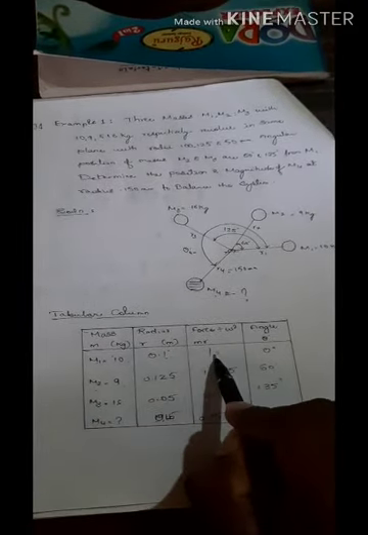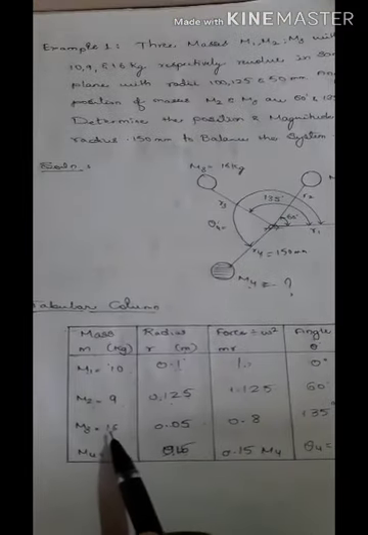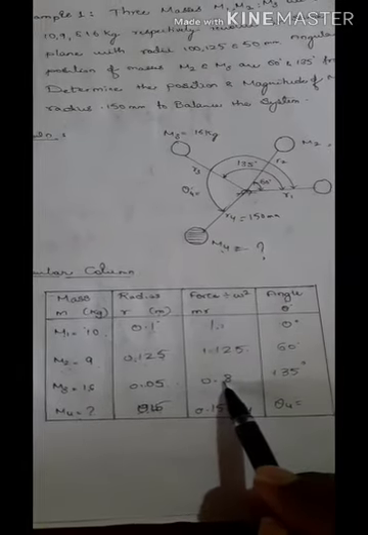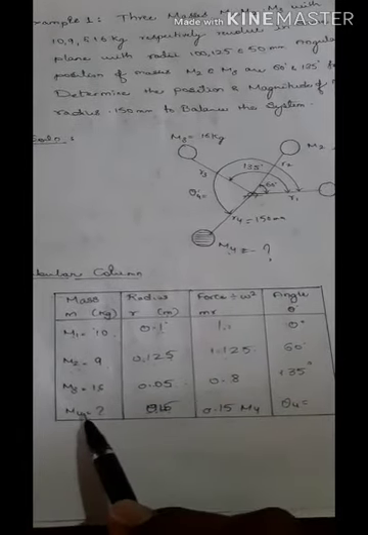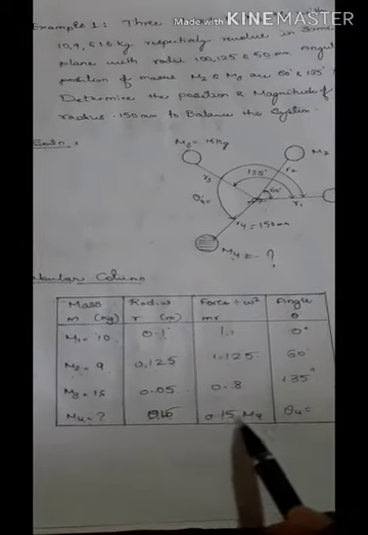Now calculate the force. To calculate the force, just multiply mass into radius. So m1 into r1, we get force F1. m1 10 into r1 0.1, we get 1. m2 into r2 gives F2. m2 is 9, r2 is 0.125, so we get 1.125. Next, m3 16 kg, r3 0.05, we get 0.8 for F3. Lastly, the unknown m4 into 0.15 is 0.15 m4. Keep it as it is.